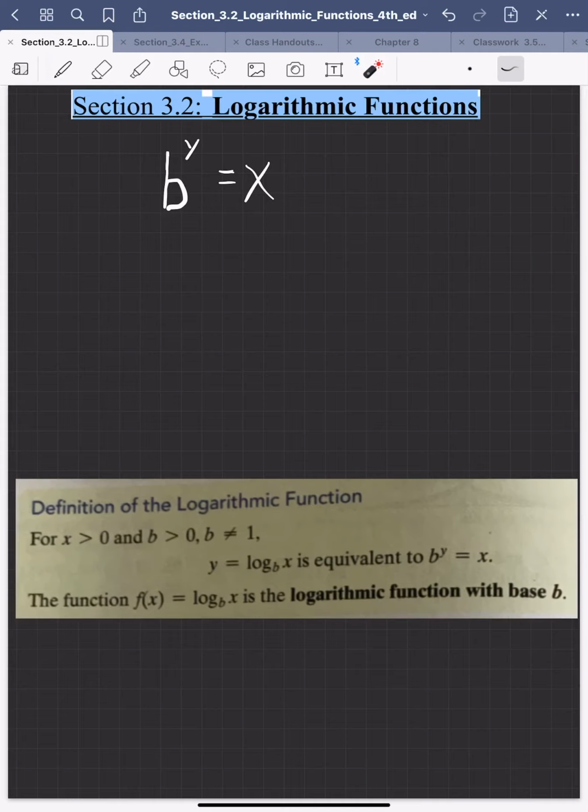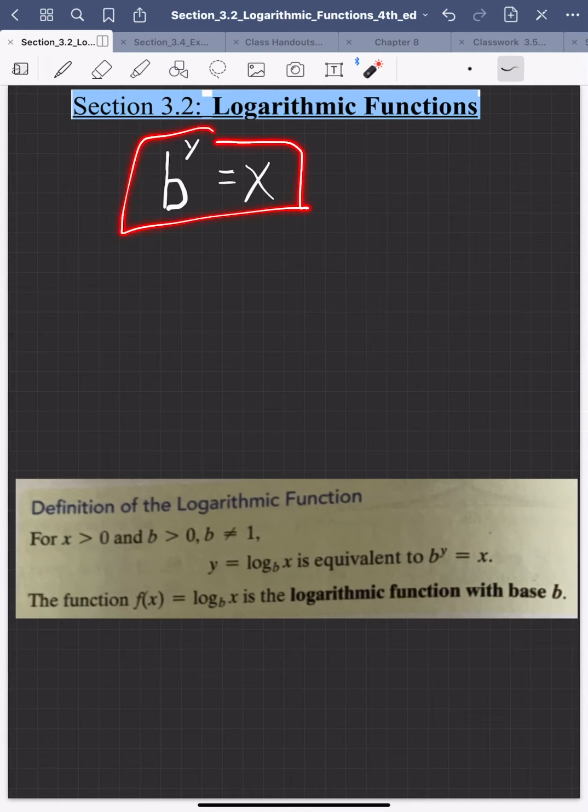of Chapter 3. Chapter 3 is a relatively short section. There's only five total sections, but let me go ahead and jump in. So the topic of 3.2 is the idea of logarithmic functions. But I'll tell you what, I can simplify this a little bit.